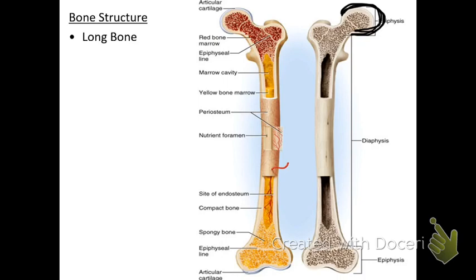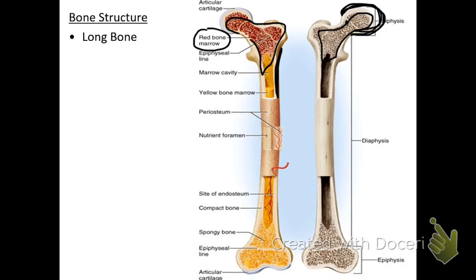So on the left-hand side, a couple of things to point out. Number one, you can see that there is on the outside the compact bone. Okay, so that's the compact bone around the outside. On the inside, you have the spongy bone. You can see it up here. Now, this spongy bone here is filled in the living bone or on the freshly cut bone with red bone marrow. Red bone marrow is where all of your blood cells are produced.